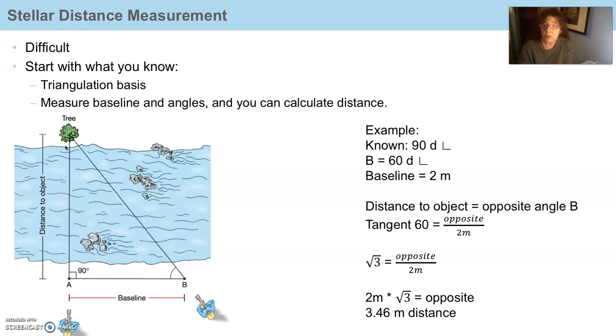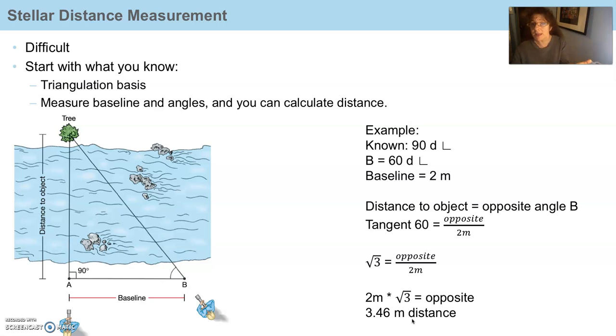Just to go over how you can measure the distance to that tree, you can use this 90-degree angle. You can use the angle of your friend Sue. Now you have two angles, and you know the distance between you, the baseline, so you can use trigonometry. If your friend Sue is at a 60-degree angle, you'd take the tangent of 60 degrees, which is opposite over adjacent. Let's say the baseline is 2 meters. You'd get the square root of 3 as the tangent of 60 degrees. Then you'd solve for the opposite, and you'd get 3.46 meters as your distance.